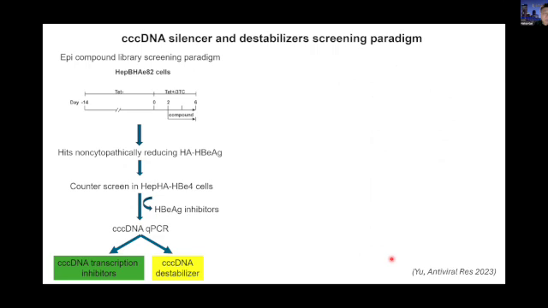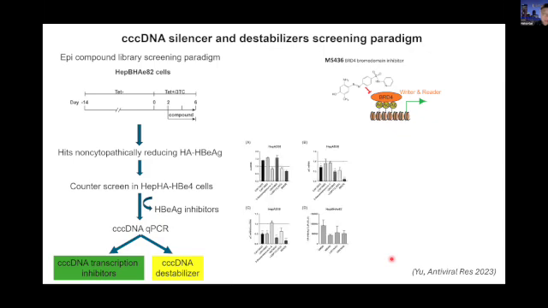And recently we have slightly modified the screening paradigm by using induced cells which already have pre-existing cccDNA, and then we use 3-TC to prevent de novo cccDNA formation, treat the cells with the compound, and find compounds that reduce the E antigen. Then we look back at the cccDNA level and distinguish those inhibitors into cccDNA transcription inhibitors or cccDNA destabilizers. For a proof of concept study, we screened the epigenetic compound library for cccDNA transcription inhibitors, and we identified MS436.